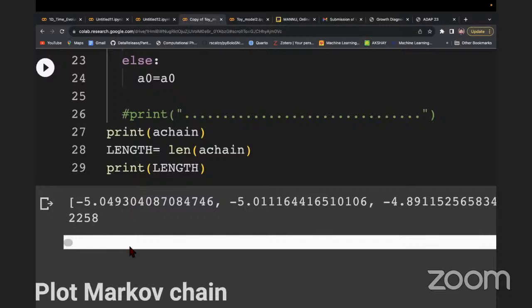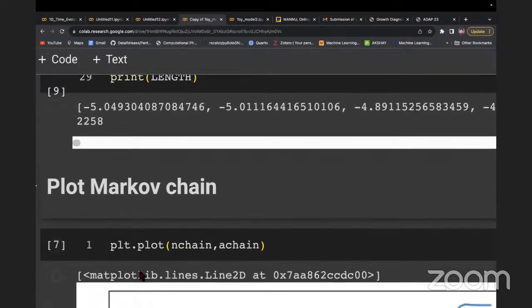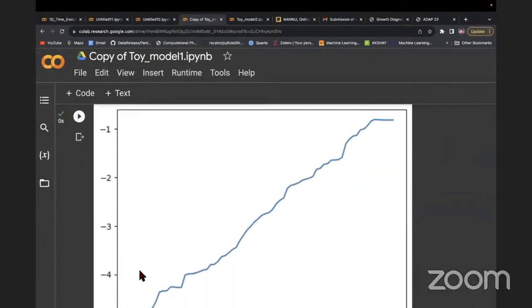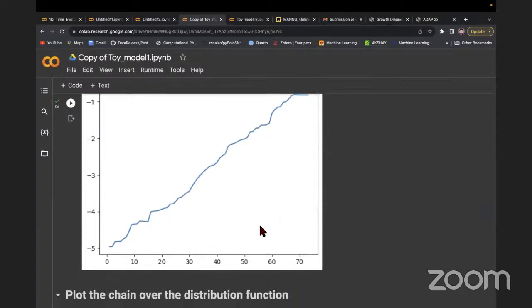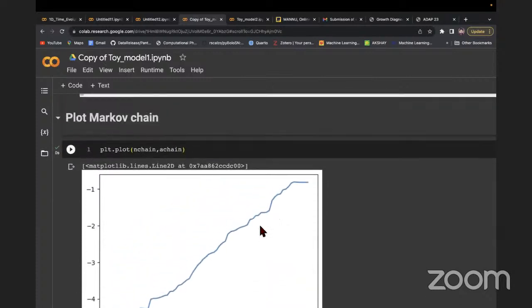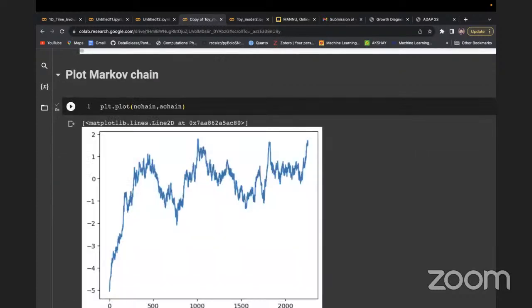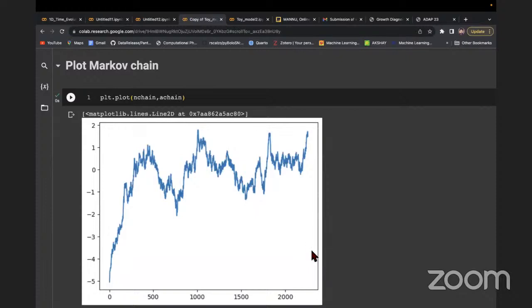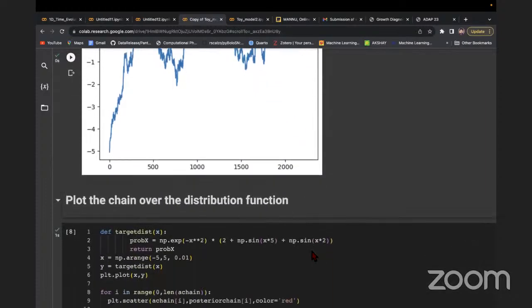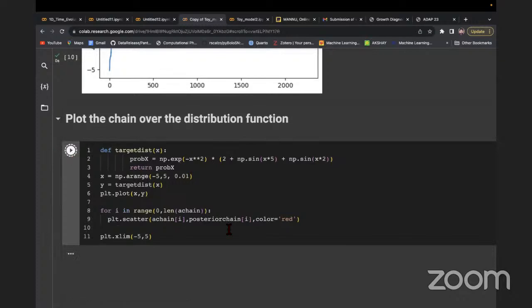What is the answer? Out of 2500 points, 2200 plus points you are accepting. Now you can have a look at this chain. These were only 73 points on the x-axis before. Now if I plot the chain, these are 2200 points.